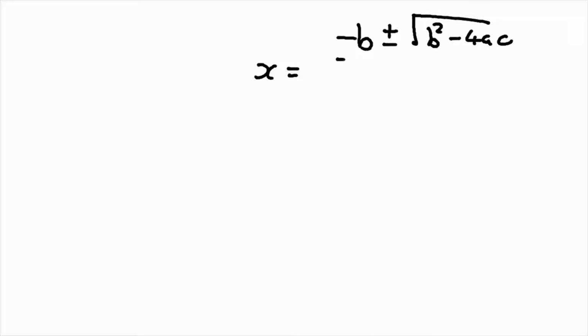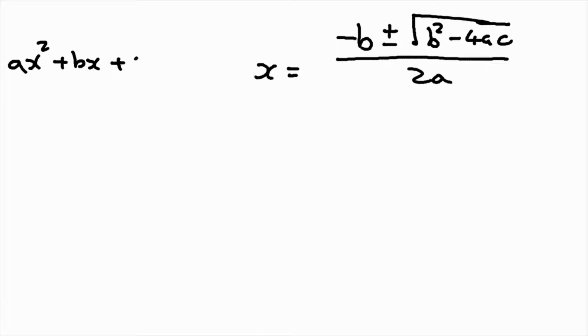As a reminder, the quadratic formula gives us a solution x, where x equals minus b plus or minus the square root of b squared minus 4ac, all over 2a. And that's for an equation of ax squared plus bx plus c equals 0. Let's look at our first example.